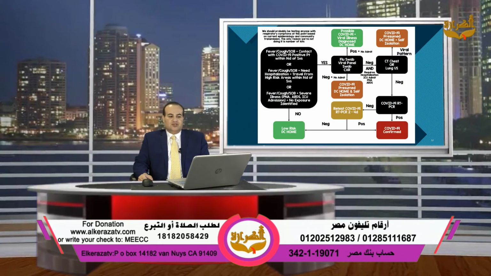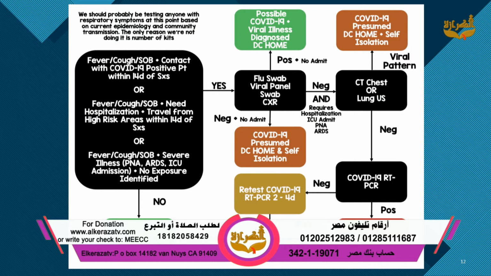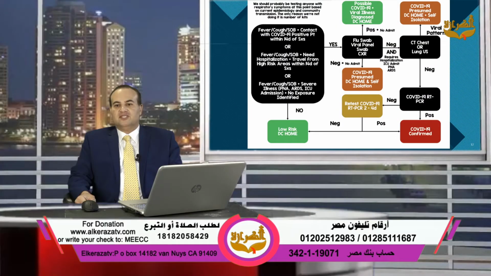On this slide, we can see that there is an algorithm. When somebody presents with fever, shortness of breath, and cough, we should take a good history. If they are in very severe distress or respiratory failure, they go to the ER. We do a nasopharyngeal swab, and we send a PCR for the coronavirus.